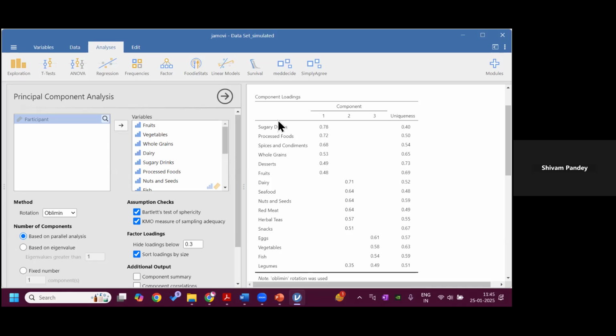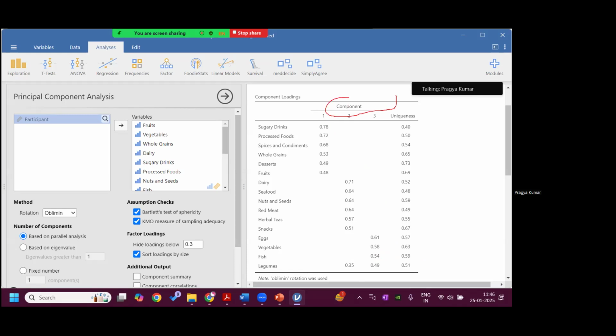My pleasure. So you can see here again, there is one like legume. If you see the difference from yesterday, the structure now is known as component. It is not a factor. This is component 1, this is component 2, and this is component 3. You can give a name, like they have given a prudent diet and so on. Sugar, processed food, spices, and again, this is created data, random data.